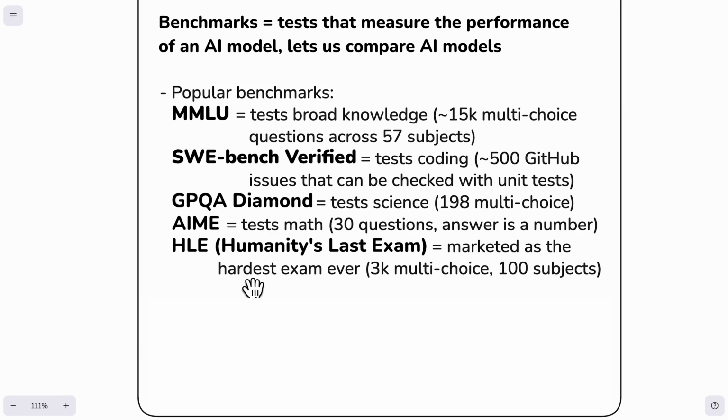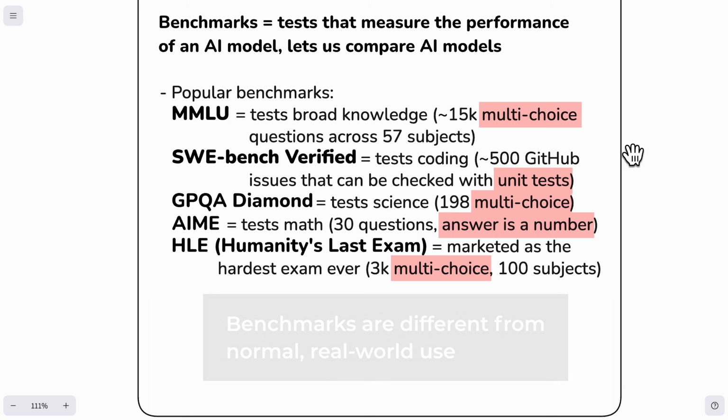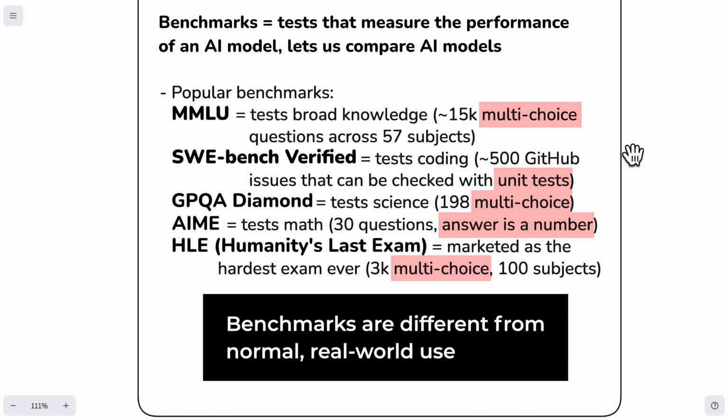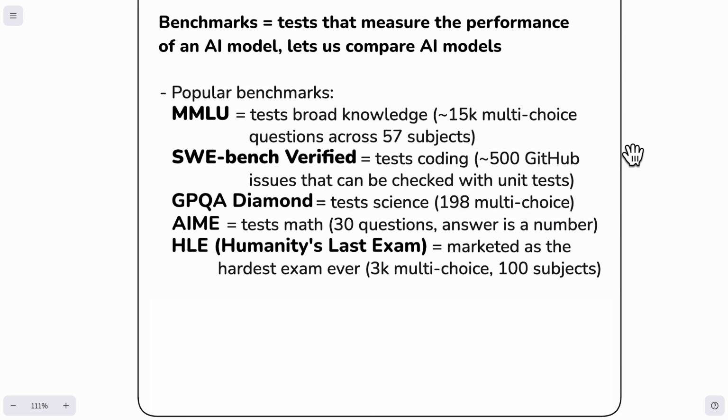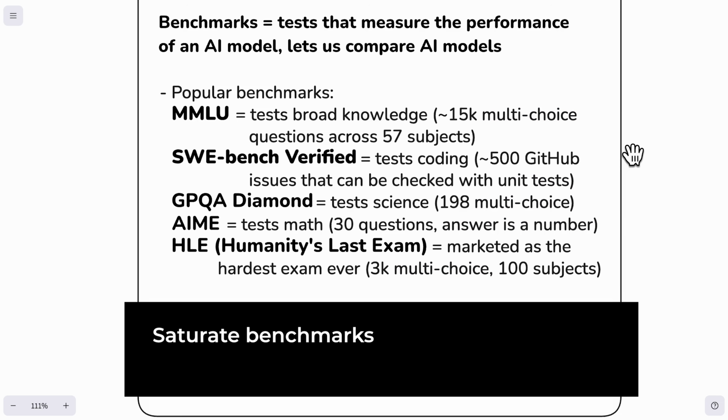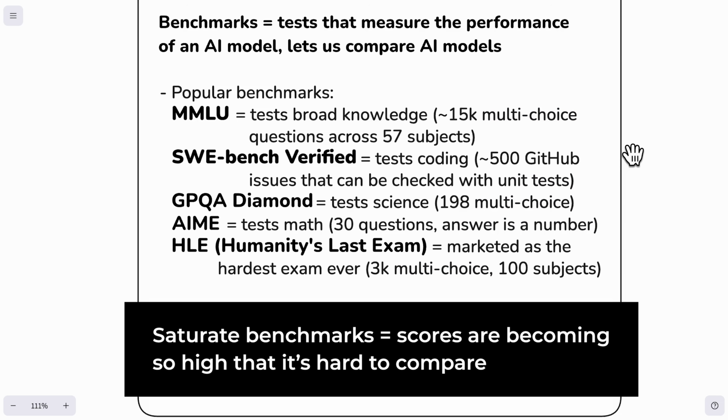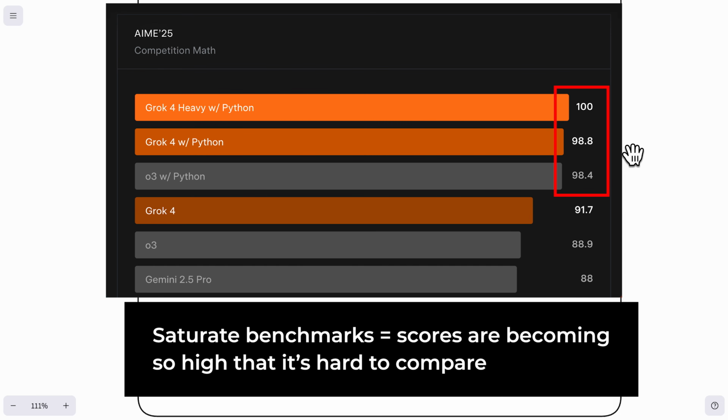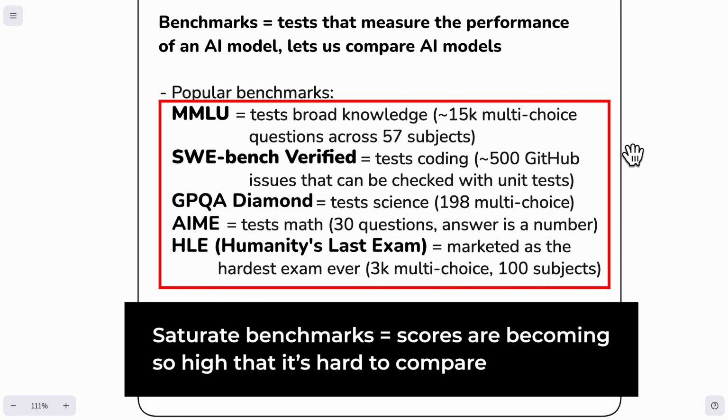And you'll notice that most benchmarks are actually multiple choice or short answer questions, instead of the long answers you normally get from an LLM. So benchmarks are a little bit different from normal real-world use. Another problem with benchmarks is that AI models can saturate benchmarks. This means their scores are becoming so high that it's hard to compare them. So in the future, these benchmarks may be different as we create newer and harder benchmarks to compare AI models.